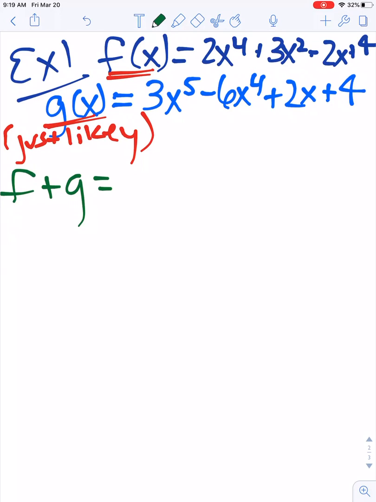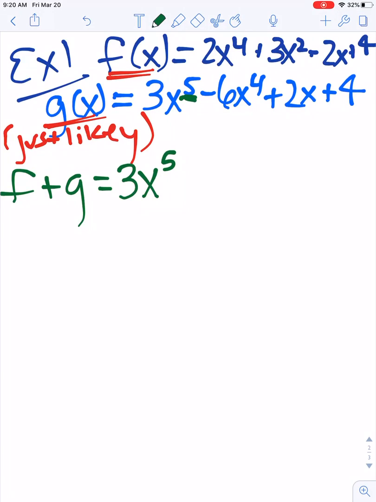So if I look through, my f function has an x to the fourth term, an x squared, an x, and a constant. And my g function has an x to the fifth, an x to the fourth, an x, and a constant. So I can see that x to the fifth is my highest power of x, so I'm going to write that first. Now, there's no other x to the fifth, so I can't add anything with it. So I have 3x to the fifth as my first term.